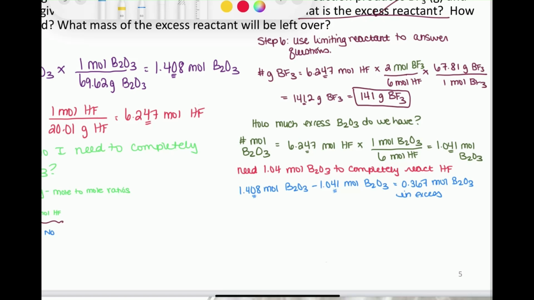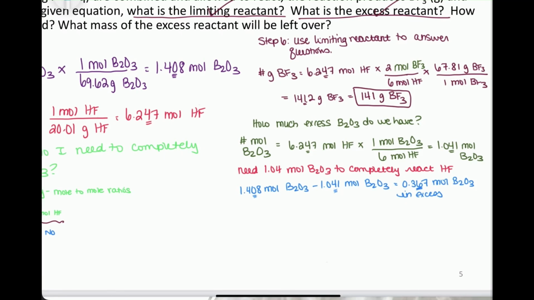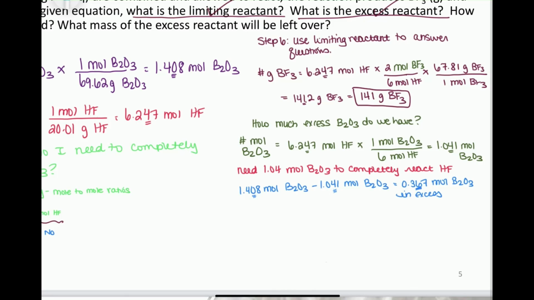Since it's subtraction, I want to look for the number with the least precision in my measurement, so the least number of decimal places, which means my final answer has to be here at 0.36. I'm still going to carry that 7 into my next calculation while I convert to grams, but I need to pay attention now that my final answer should have 2 sig figs. So now that I know my number of moles of B2O3, I'm going to go ahead and calculate the number of grams that correlates to.